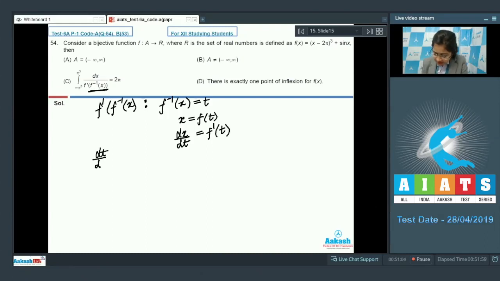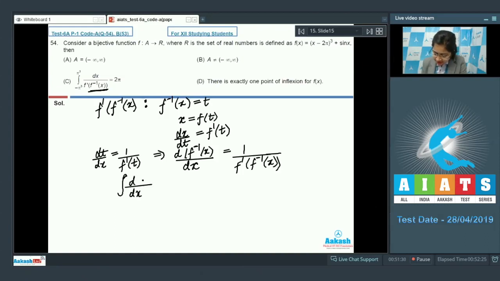So we can write dt upon dx equal to 1 upon f dash t. So substituting back the value of t, we will get the derivative of f inverse x with respect to x is equal to 1 upon f dash f inverse x. Now in option C we have to find its integral. So this will be equal to the integral of d by dx of f inverse x from minus π cube to π cube. Now its integral will definitely be equal to f inverse x from minus π cube to π cube.